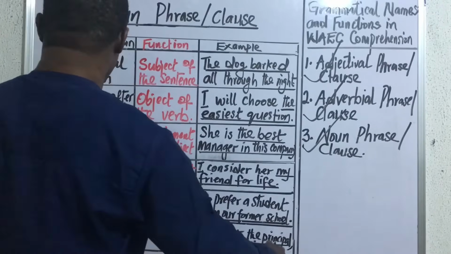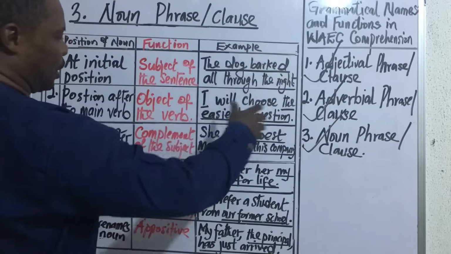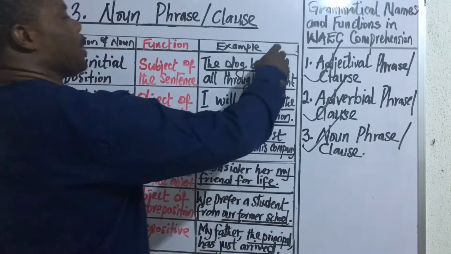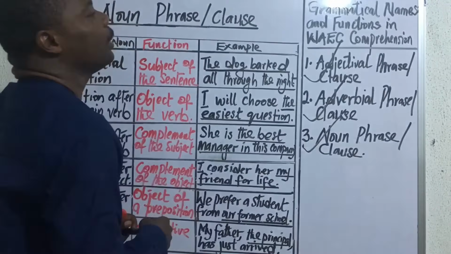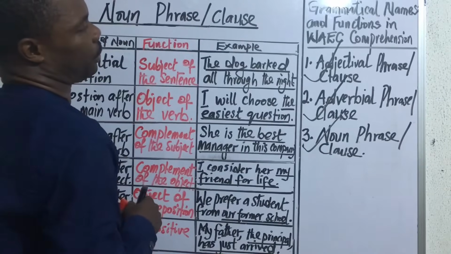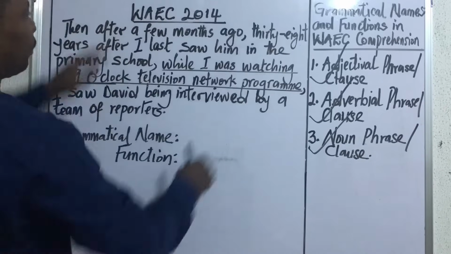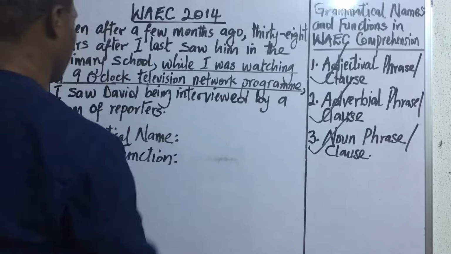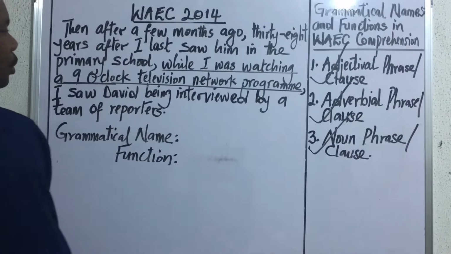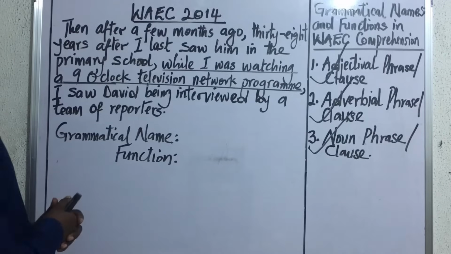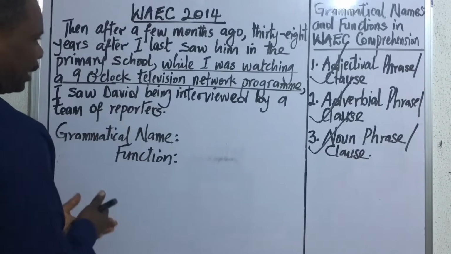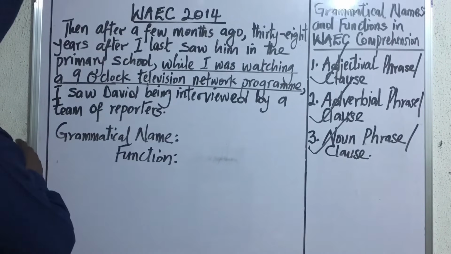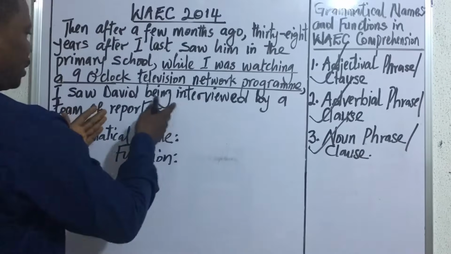So these are the 6 common types of noun phrases and noun clauses and their function that we commonly see in WAEC comprehension. Now let's go over past questions and see how we can identify the grammatical names and functions of expressions. WAEC 2014. While I was watching a 9 o'clock television network program. That is the underlined expression or what is given in the question section. But to answer the question correctly, you have to trace the underlined towards where it is used in the passage. And of course, I have brought all of that out in this place.